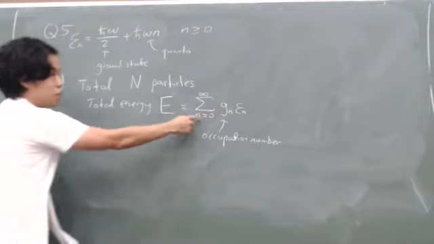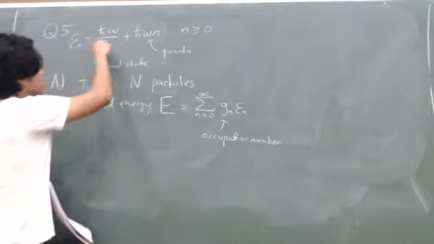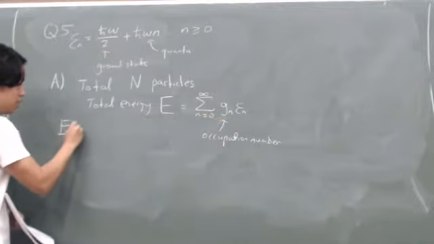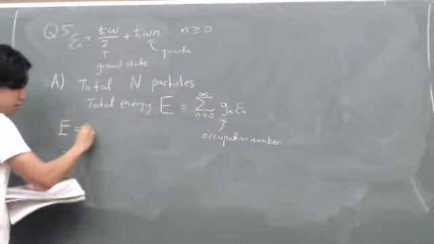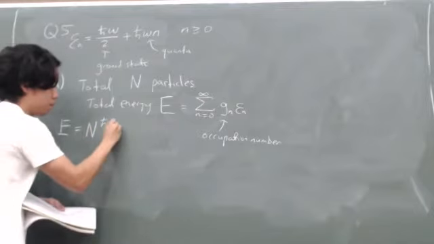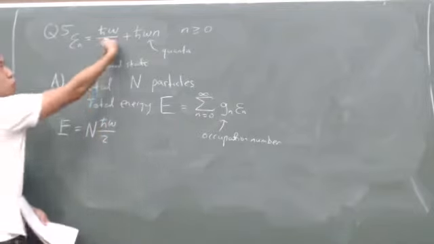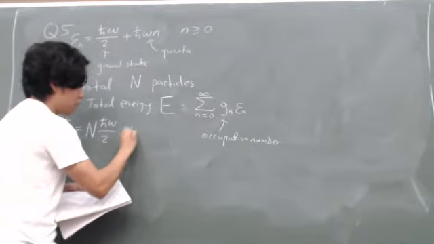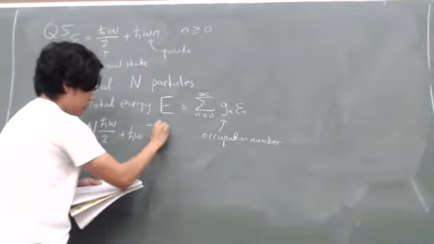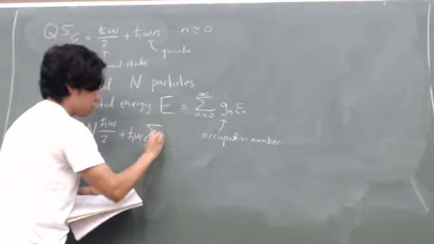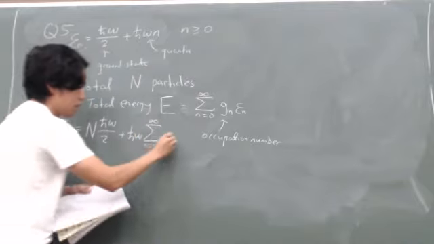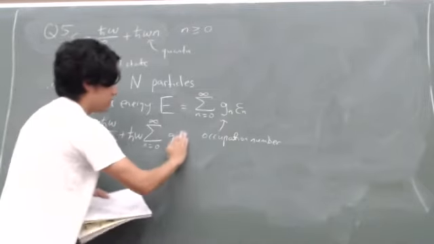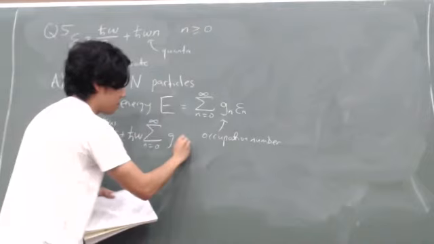So if I rewrite this definition, subbing in this expression for epsilon here, then I get the total energy E is equal to N times the ground state energy, since every particle contributes the ground state, so there will be a total of N of them, plus h bar omega times the sum from n equals 0 to infinity of g_n times n.